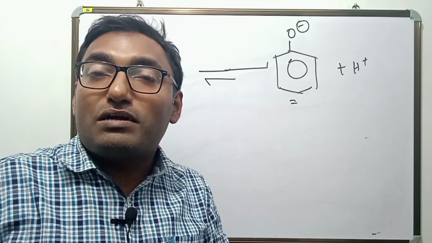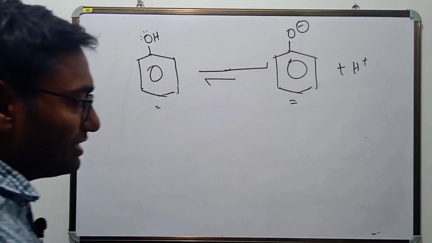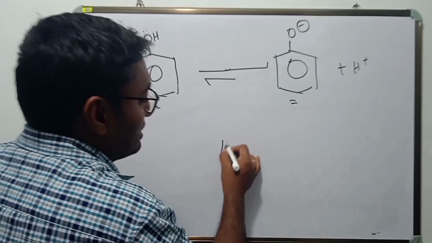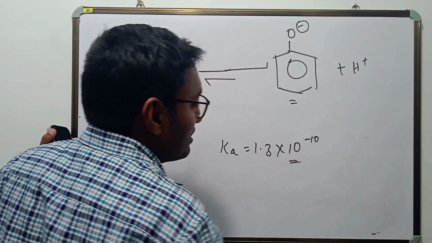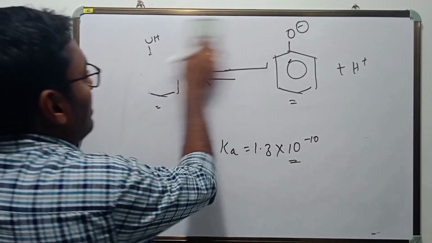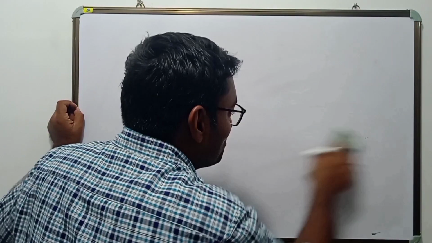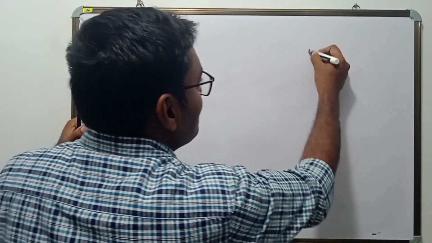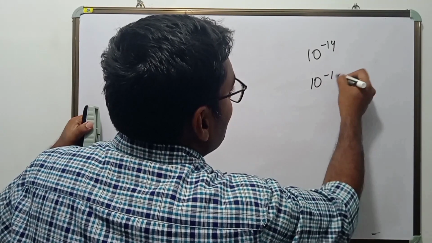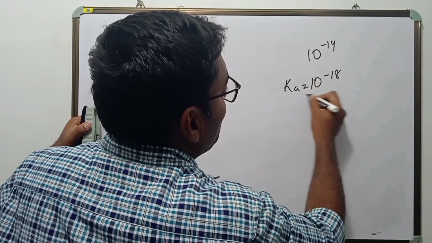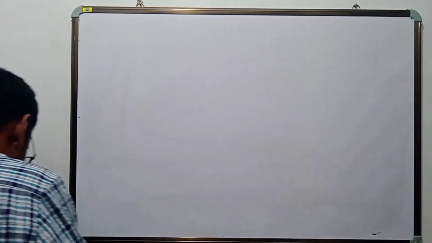Now we will compare it with the acidity of alcohol. Phenol is weakly acidic, so this has to be kept in mind. Its Ka is 1.3 times 10 raised to the power minus 10. So it's actually weakly acidic, not a strong acid. But alcohol is a very weak acid. Alcohol can be said to be almost neutral. You know, the Ka of water is 10 raised to the power minus 14, and the Ka of alcohol is 10 raised to the power minus 18. So it's just like neutral. It's a very weak acid.